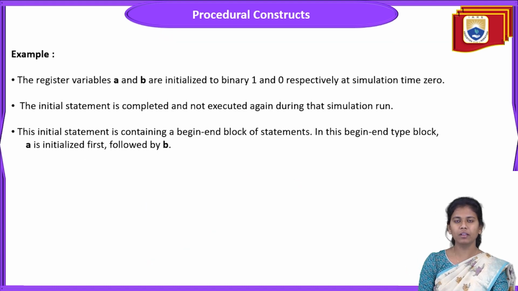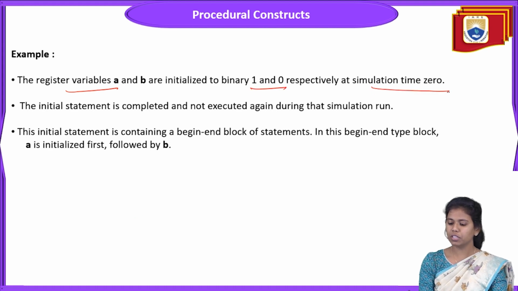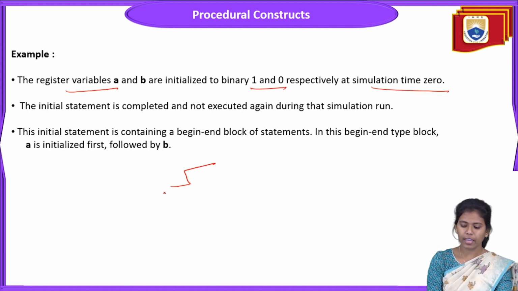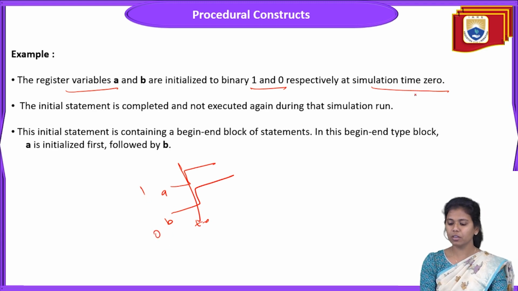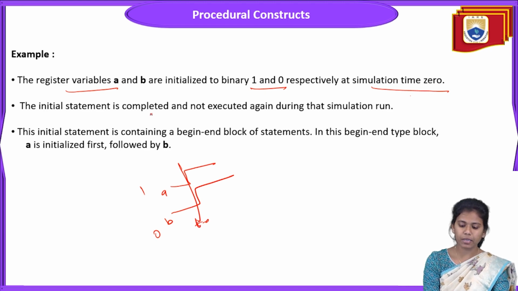So here is an example. In this particular example, the register variables A and B are initialized to binary 1 and 0 respectively at simulation time 0. So here we have A and also B. At time t equals 0, the simulation time, both A and B start propagating. Then the initial statement is completed.